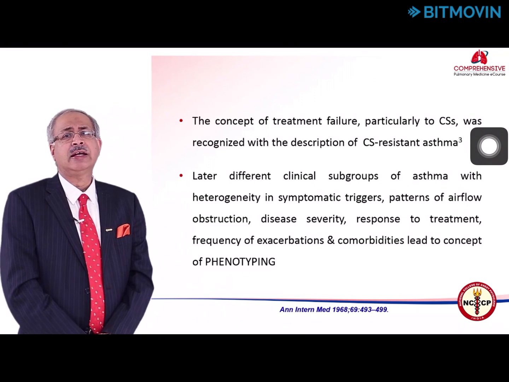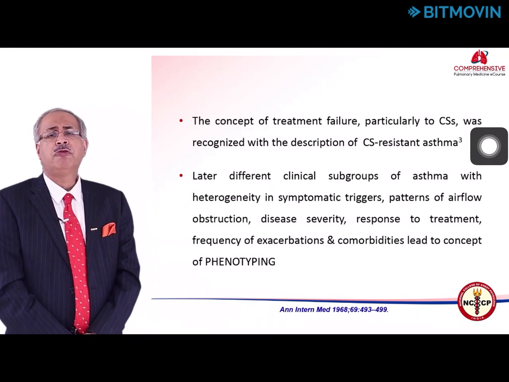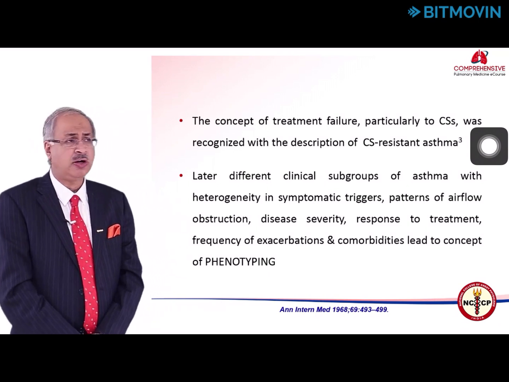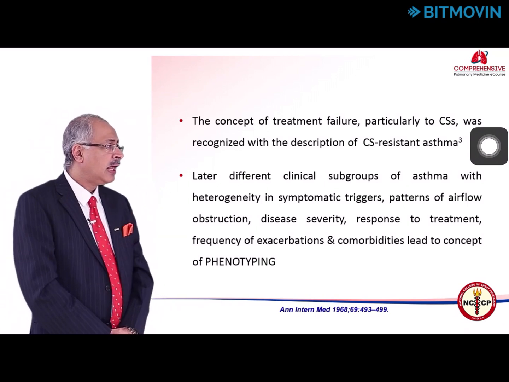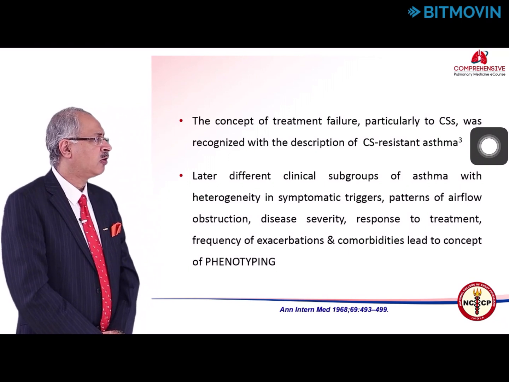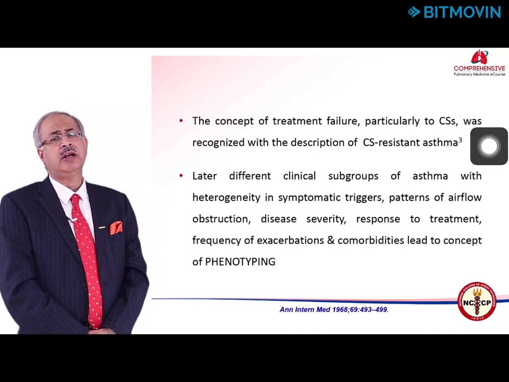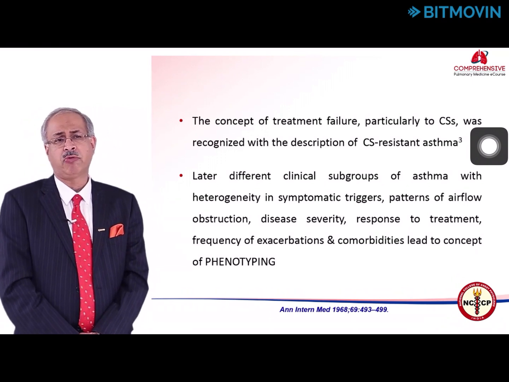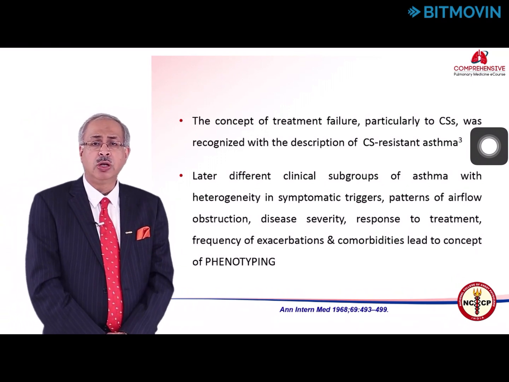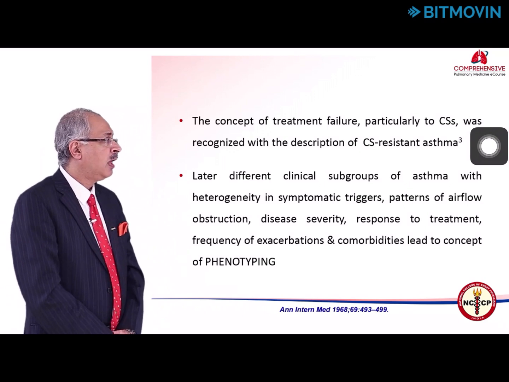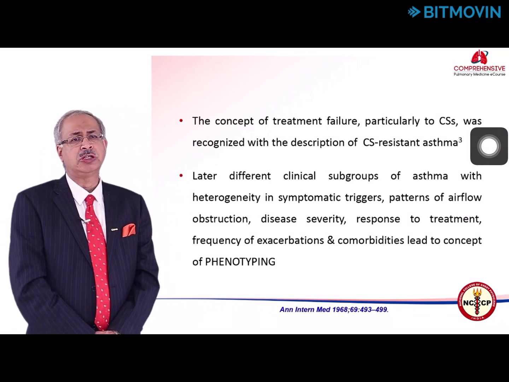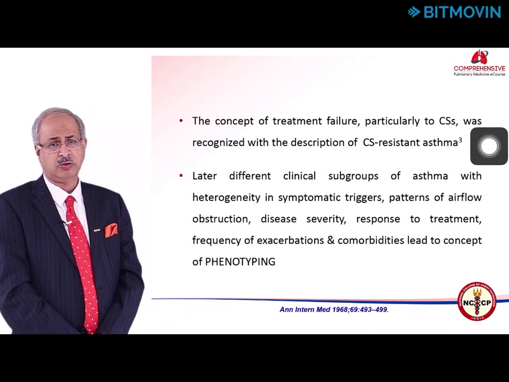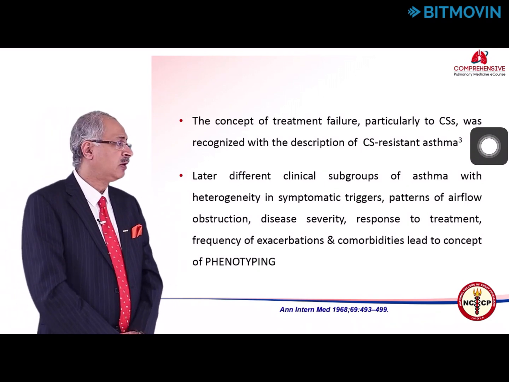Subsequently, people realized that a fair number of patients failed to respond to corticosteroids, leading on to the concept of corticosteroid resistant asthma. Now we know there are different subclinical groups of asthma, and there is heterogeneity in terms of symptom triggers. Some get triggered by cold air, others by some drugs, others by allergens, pollens, etc. And obviously the pattern of airflow obstruction could be perennially inflamed, chronic inflammation, could be subacute inflammation, or there could simply be an acute inflammation.